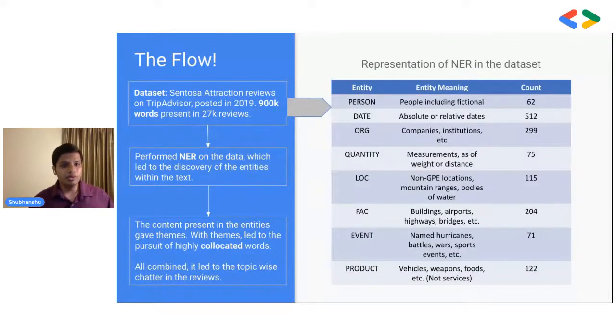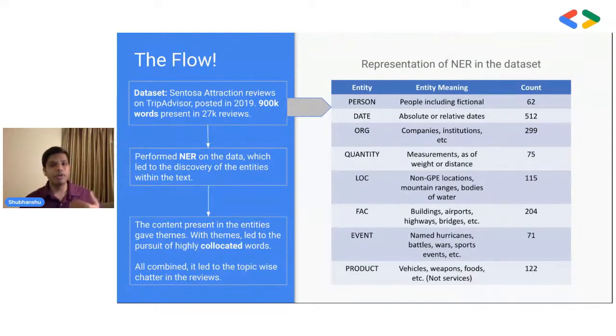The data set that I used was Sentosa attraction reviews on TripAdvisor. There were about 900,000 words present in about 27,000 reviews. I performed NER on the data, which led to the discovery of the entities within the text. So the table that you see on the right column of the slide describes the NER table. The entities extracted from NER are represented in that table, like person, date, day, organization.